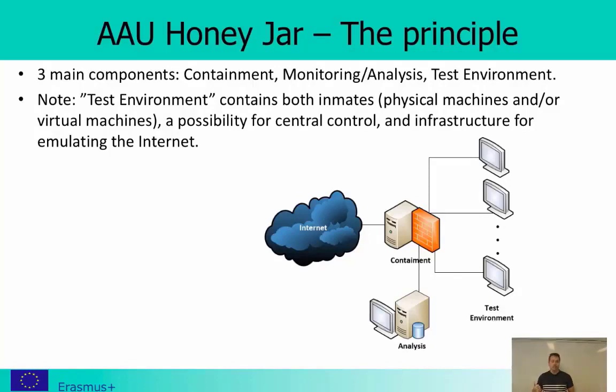First of all, if we start from the right side, there is a test environment where we are able to execute malware and run it to see how it behaves. The test environment contains both inmates and some infrastructure that emulates the internet. Then we have a containment part, which makes sure that we don't send any harmful traffic out to the real internet, but still allows some of the necessary access, for example, so we can observe the command and control traffic. And finally, we have the analysis part, where we can collect and analyze the data, for example, using them for training and testing the machine learning algorithms that I mentioned before.